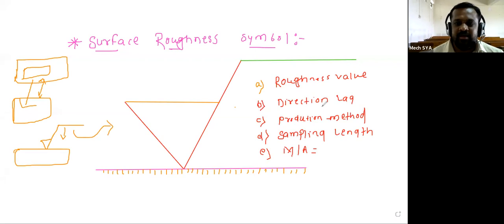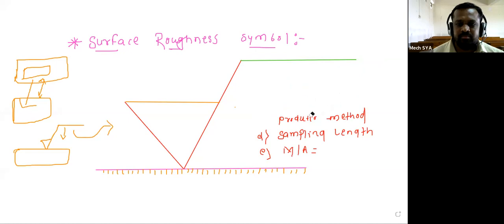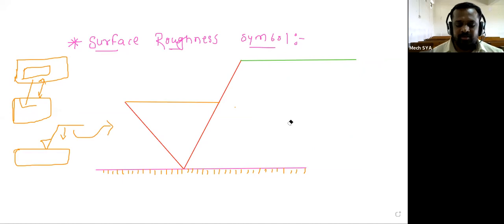Now see, how to represent this symbol? Simple. I will explain each and every term here. First of all, you have to understand which information we will get from the surface roughness symbol. This surface roughness symbol will provide the surface roughness value. What is the surface roughness value of this surface?